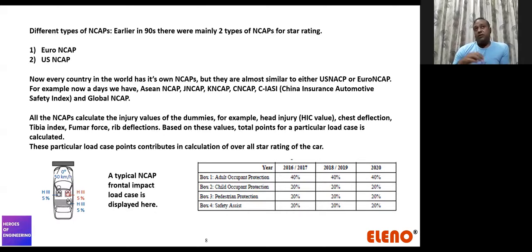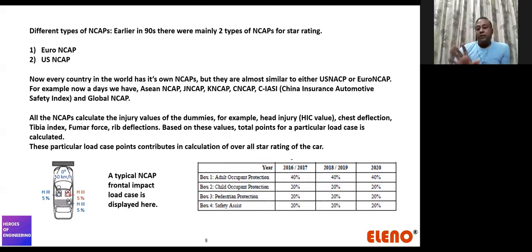Rib deflection. In the side crash, the barrier is hitting from the side on the door of the car, and then in the chest there are the ribs, and they are going to get the higher intrusion. So in this way, we want to make the ribs safe. So rib deflection is also an injury value. Based on these values, the points are calculated for a particular load case. What I mean by the particular case, I am going to explain in the next slide.